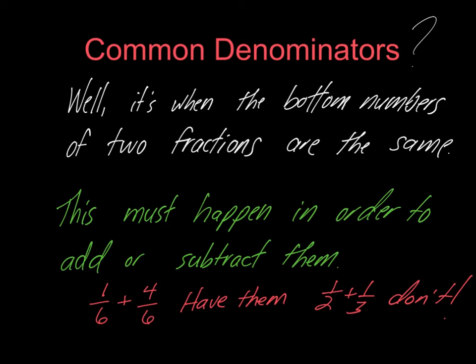What are common denominators? Well, it's when the bottom numbers of two fractions are the same. This must happen in order to add or subtract them. If you look here, we have 1/6 plus 4/6. They have them. The bottom numbers are the same, so now we can just add the top. Whereas 1/2 plus 1/3, they do not. The 2 and 3 are different, so we would need to change them before we could go ahead and add.